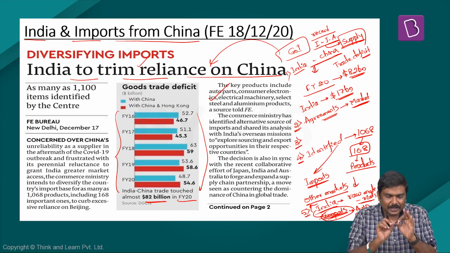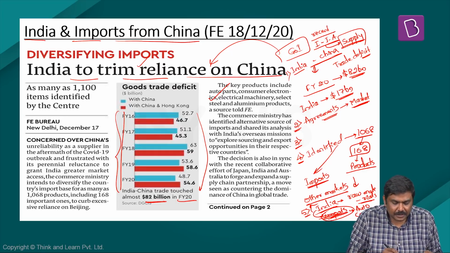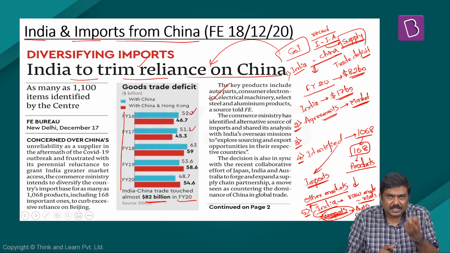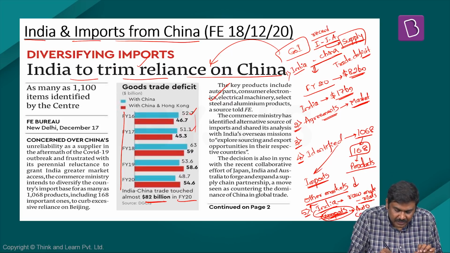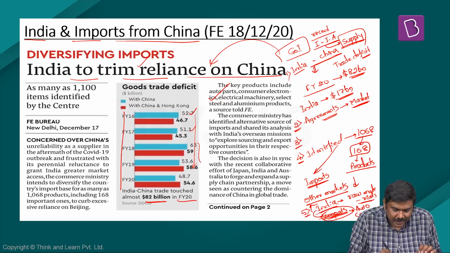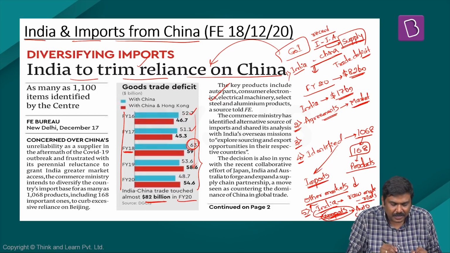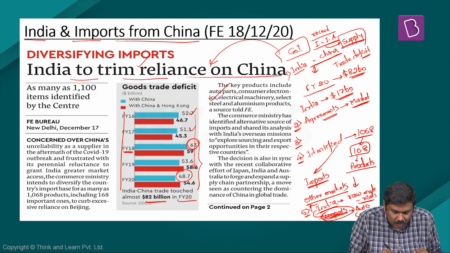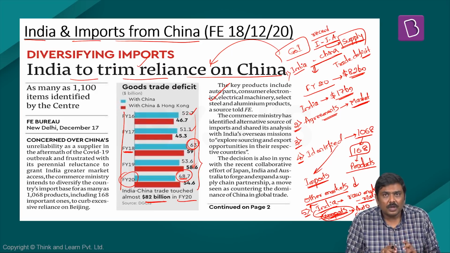One very important point that you need to make a note of is this. In this particular representation, you can see that the trade with China has been declining, especially. Apart from this, another very important point that you need to make a note of is this. The trade deficit that India has with China has been declining in the last couple of years. For example, in the financial year 18, it was $63 billion, and this has come down to $48.7 billion in the financial year 20.